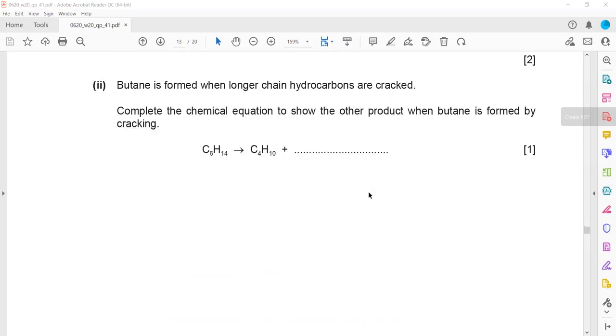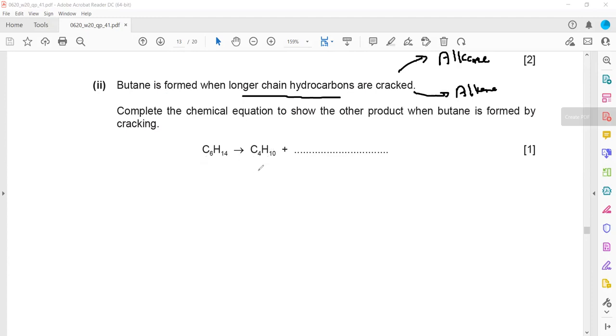The next part: butane is formed when long chain hydrocarbons are cracked. Remember, whenever we carry out cracking of a long chain hydrocarbon, what will be the products? One molecule will be an alkane and the other molecule will be an alkene. Complete the chemical equation to show the other product when butane is formed by cracking.